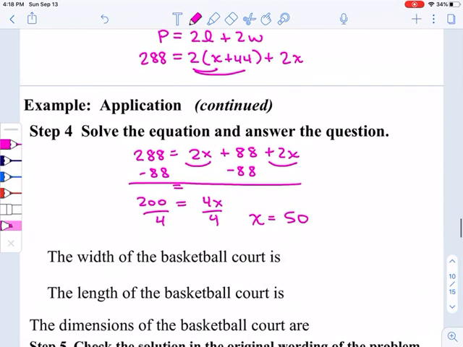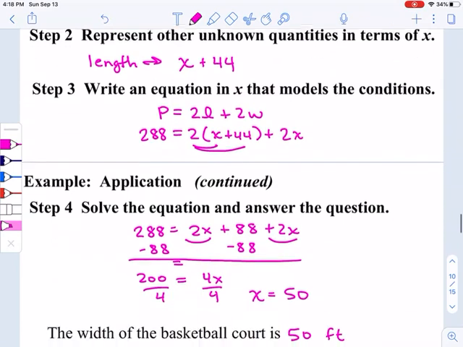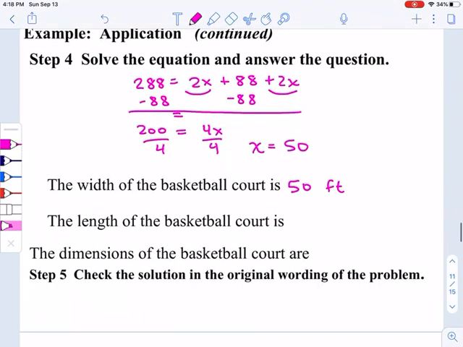So I was able to figure out the width of the basketball court is going to be 50 feet. The length, well, we set up here that the length was x plus 44. So if I have x plus 44, that means I have 50 plus 44, which is going to end up giving us 94 feet, which means that the dimensions are 50 feet by 94 feet.